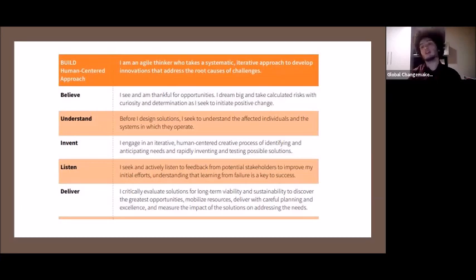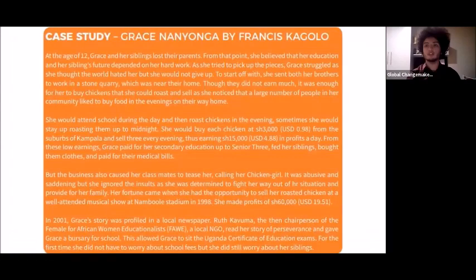Lastly, Deliver, which is after incorporating the feedback, you put your product forward in the market, and again you listen, you reinvent, and you do the delivery. What's good about the BUILD process is that it has a cyclic form, so you don't stop, but you evolve on the ideas you have and on the steps you've already taken. So let's dive into the first stage, which is Belief.